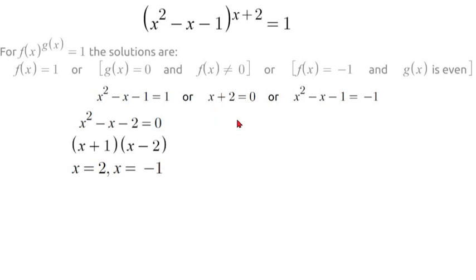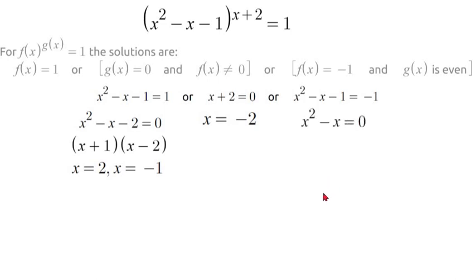This guy over here in the middle is pretty simple. We'll just subtract a 2, which means x will be equal to negative 2. And then lastly, we're going to add 1 from the right side. So we'd have x squared minus x is equal to 0.